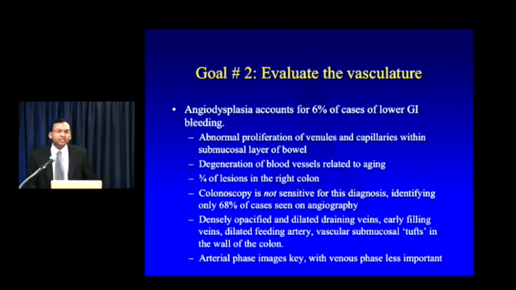Now, angiodysplasia is actually relatively common, although I think we tend to underdiagnose it or miss it on a CT scan all the time, right? It accounts for about 6% of all cases of lower GI bleeding, but is much more common in elderly patients where it probably accounts for a disproportionately larger percentage of GI bleeding cases. Now, angiodysplasia represents an abnormal proliferation of venules and capillaries purely within the submucosal layer of the bowel. It is degenerative and is related to those blood vessels degenerating over time as a result of aging.